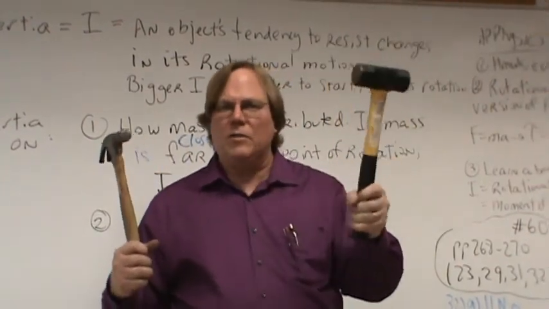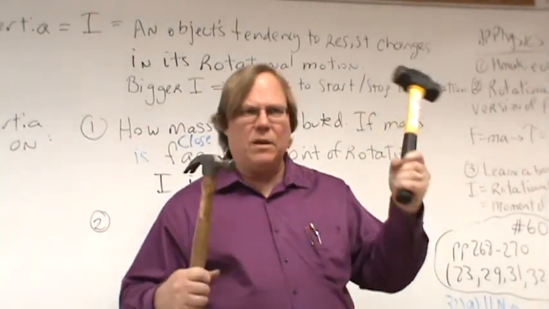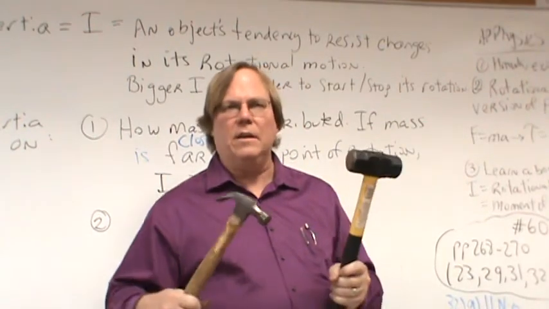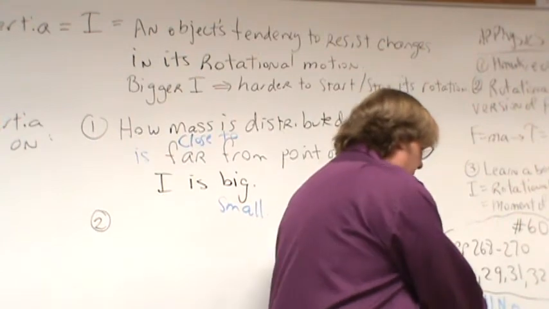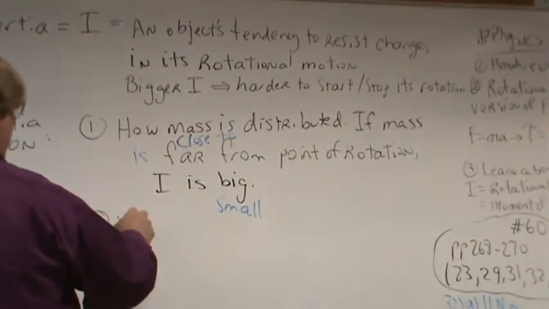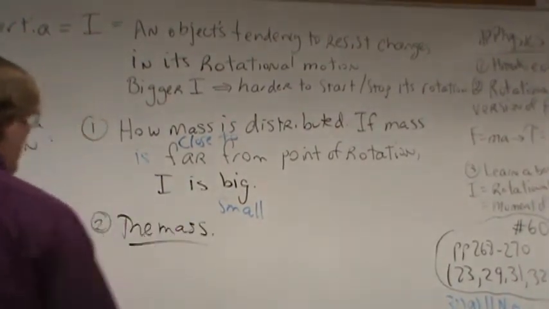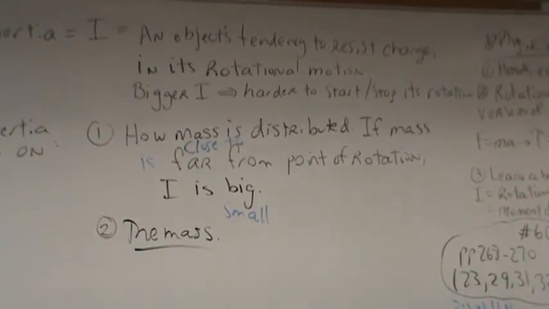More mass. So I need to make sure you're aware, rotational inertia also depends on mass, right? This has way more mass than this guy. And so he's going to be harder to rotate, all things being equal. So that's the second thing that it depends on. Not just how the mass is distributed, but the mass. All things being equal, something with more mass is going to have more rotational inertia.